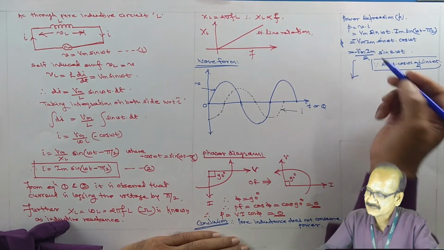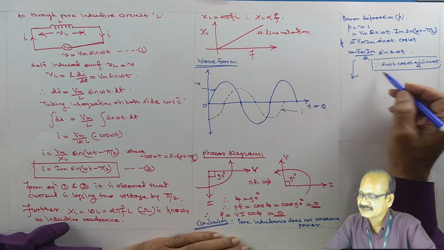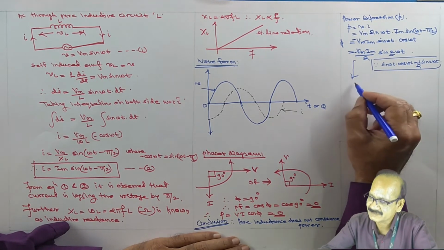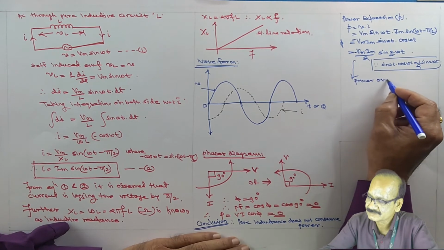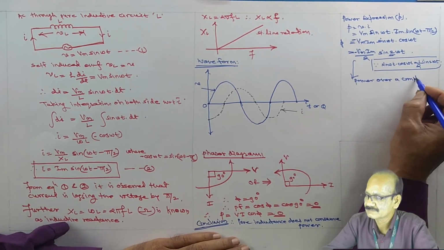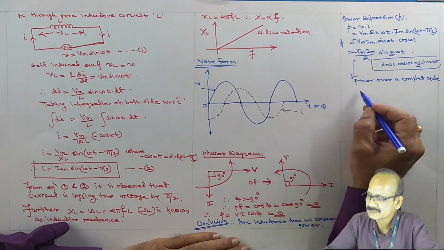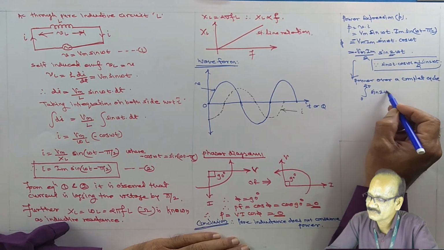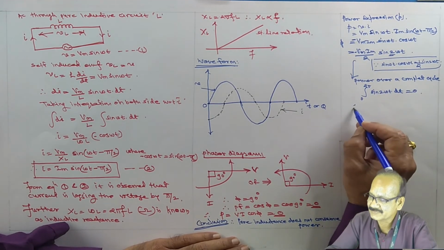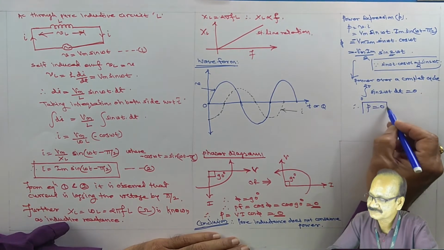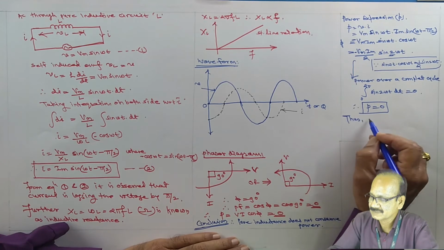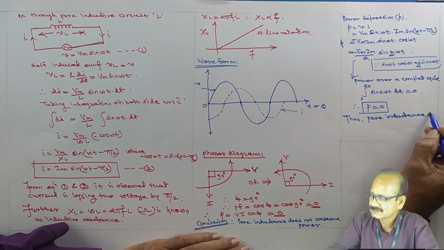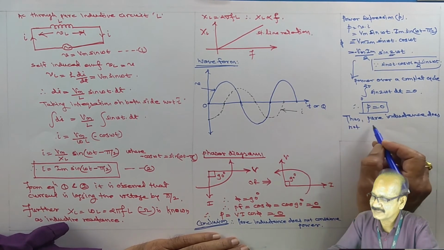Therefore, the power expression has double the frequency of the current and voltage, and we consider its integration over a complete cycle. The integration from 0 to 2 pi of sin 2 omega t dt equal to 0, and therefore P equal to 0. Thus, pure inductance does not consume any power.